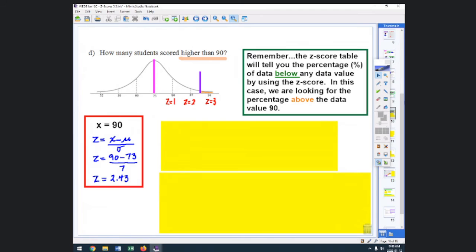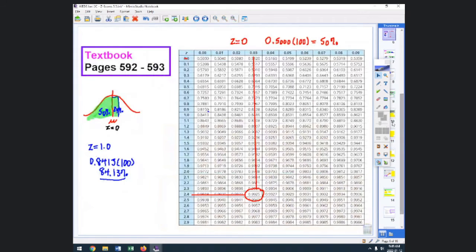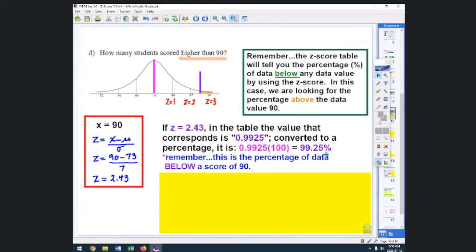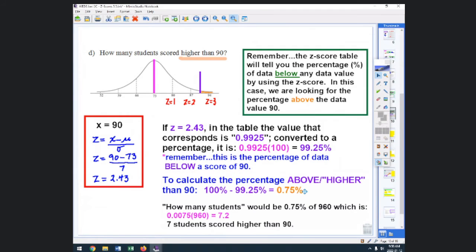I have 99.25%, but that's to the left. So does someone know how I could get this above here? I want above. Any suggestions what I could do? 100% minus. Yep. Excellent work. So we want above, so all we're going to do is subtract that percentage from 100 and we get 0.75.